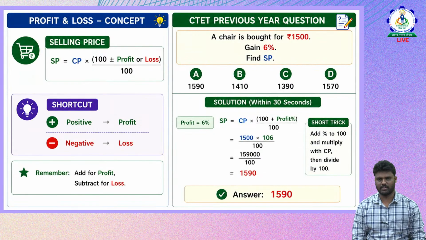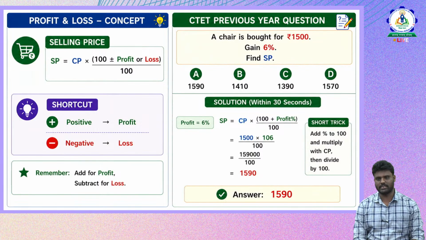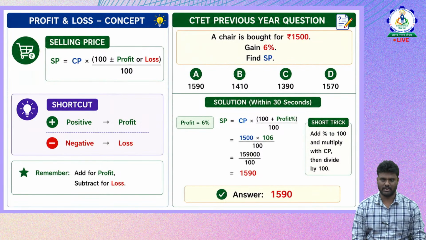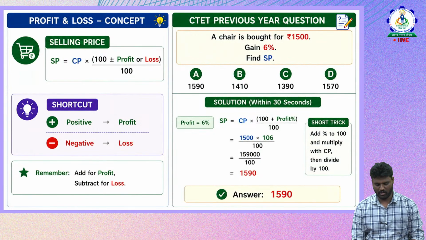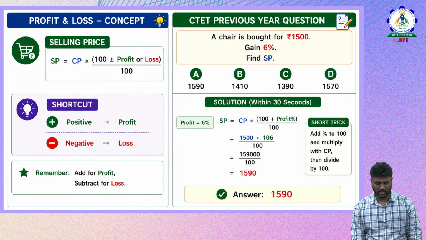The cost price of the chair is 1500. How much gain did he get? 6%. We need to identify the selling price. Okay, the given options are A 1590 rupees, option B is 1410, option C is 1390, and option D is 1570 rupees.